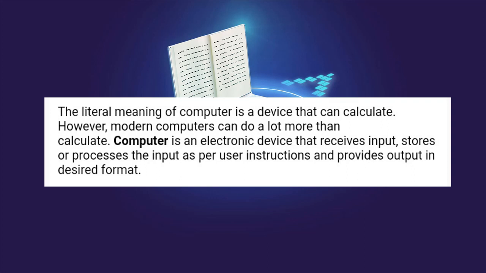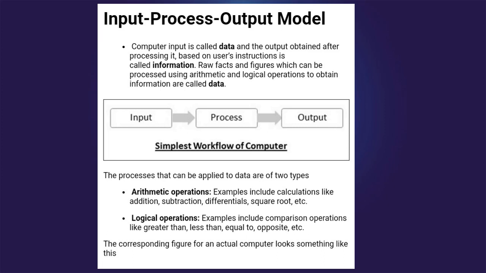And then let's see the input process output model. Computer input is called data. The input is called data, and the output obtained after processing it based on the user's instruction is called information. Raw facts and figures which can be processed using arithmetic and logical operations to obtain information are called data.